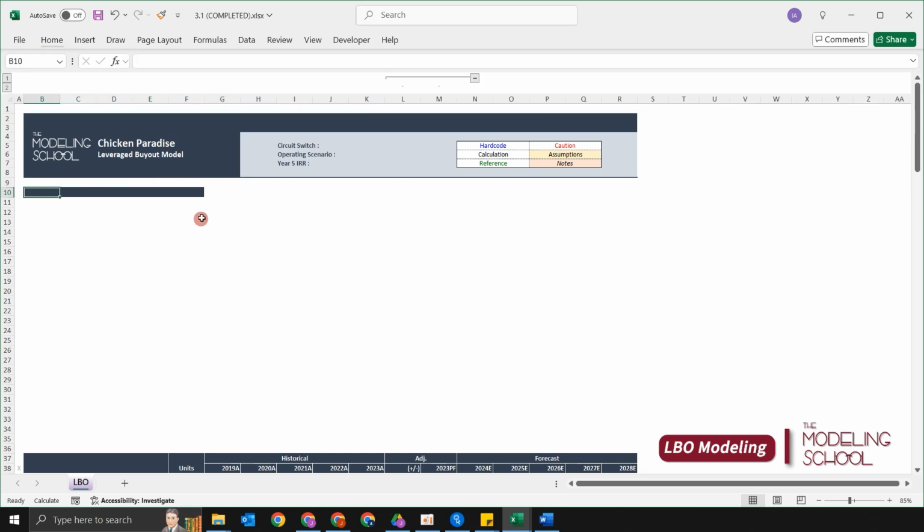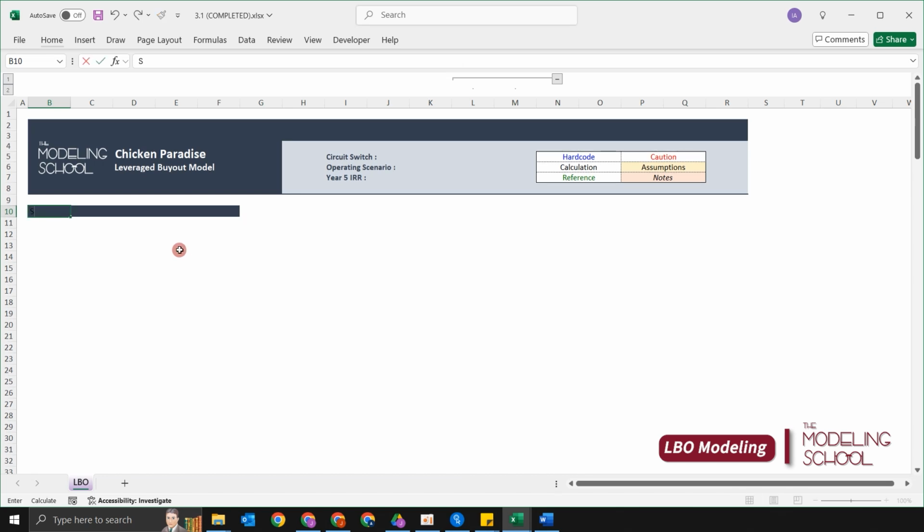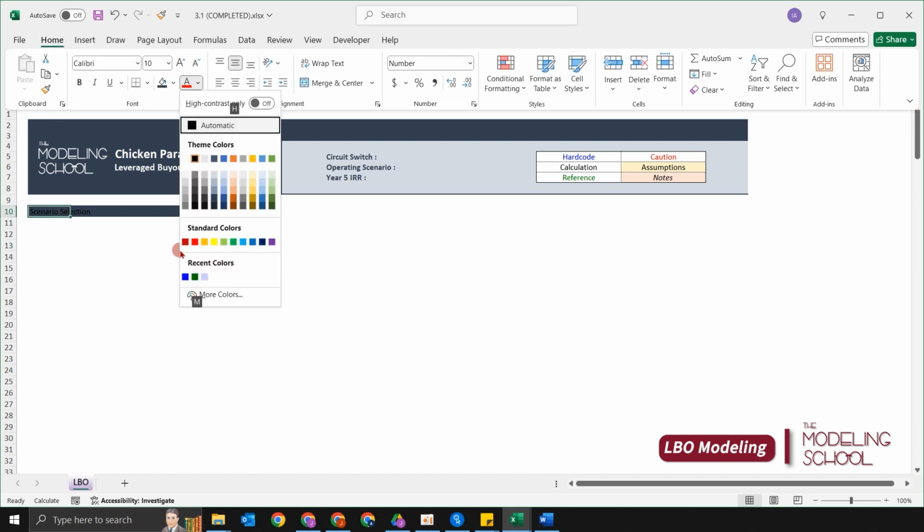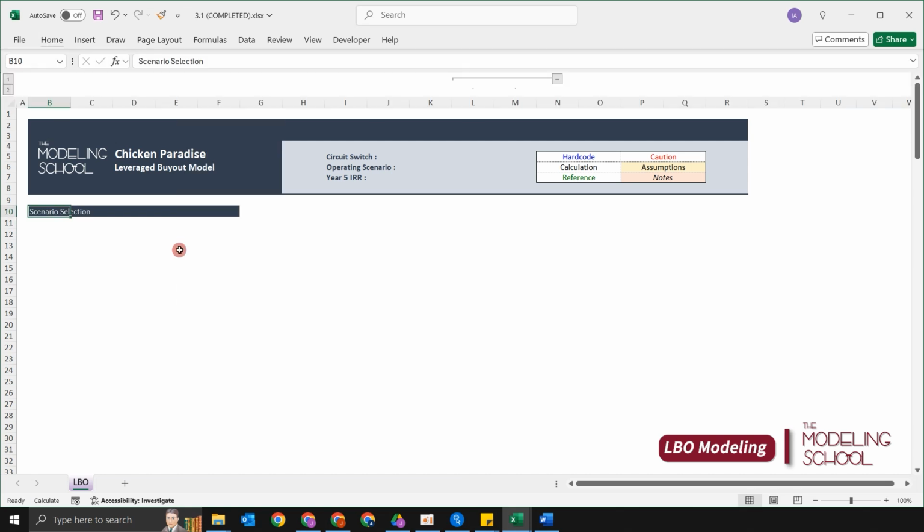This part's going to be about the scenario selection. So we are going to make, in the end, some operating scenarios and the financing structure scenarios, as well as the circuit switch as well. So we're going to put it somewhere that it can be seen most easily. We're going to copy this around here. Now we're going to enter the entry assumptions. So entry assumptions.